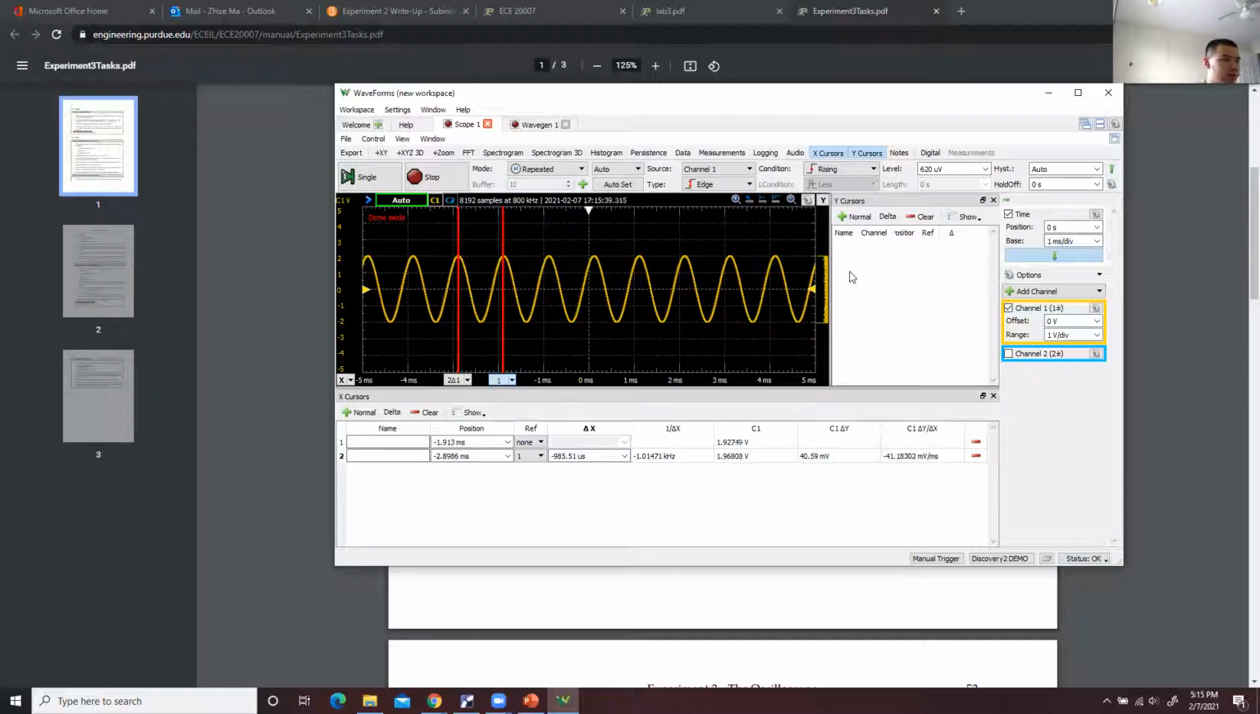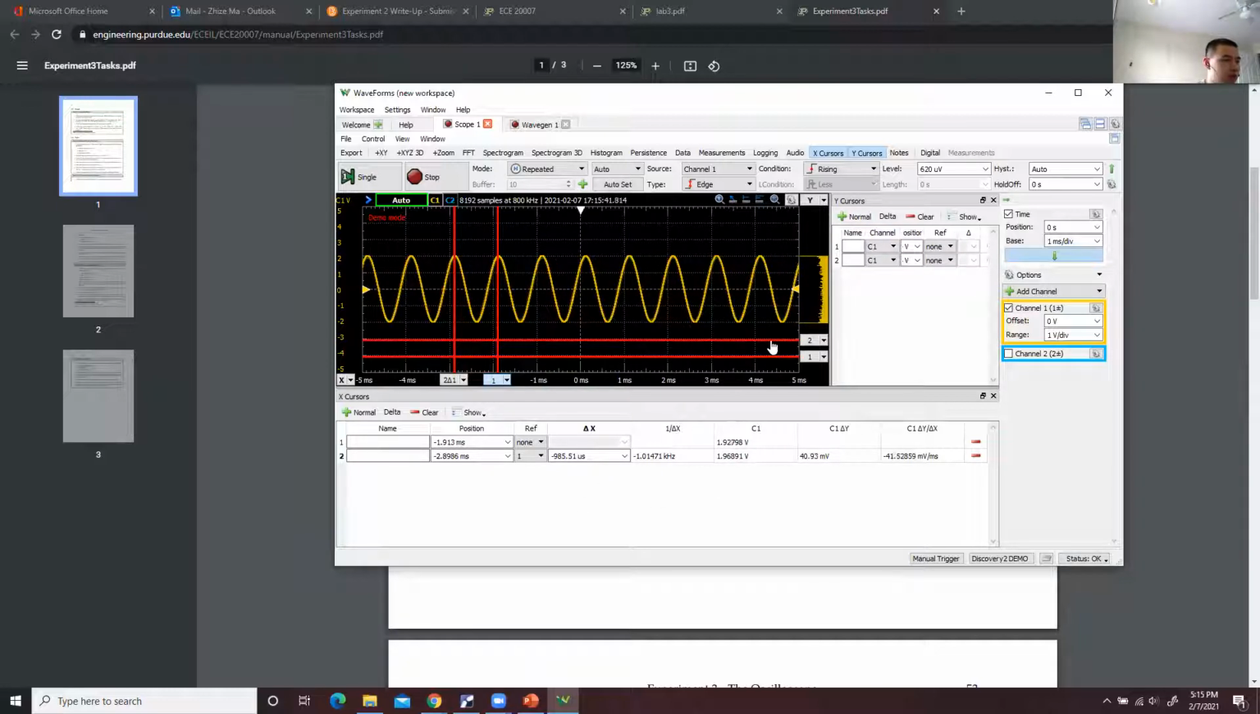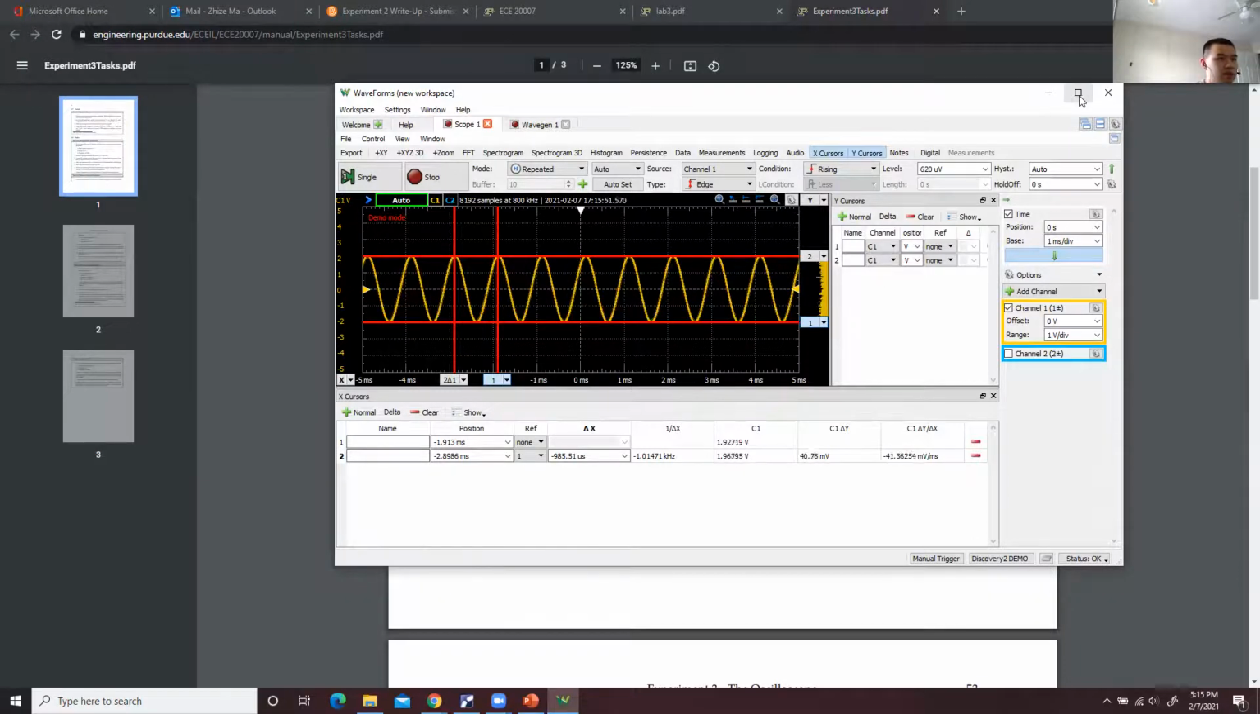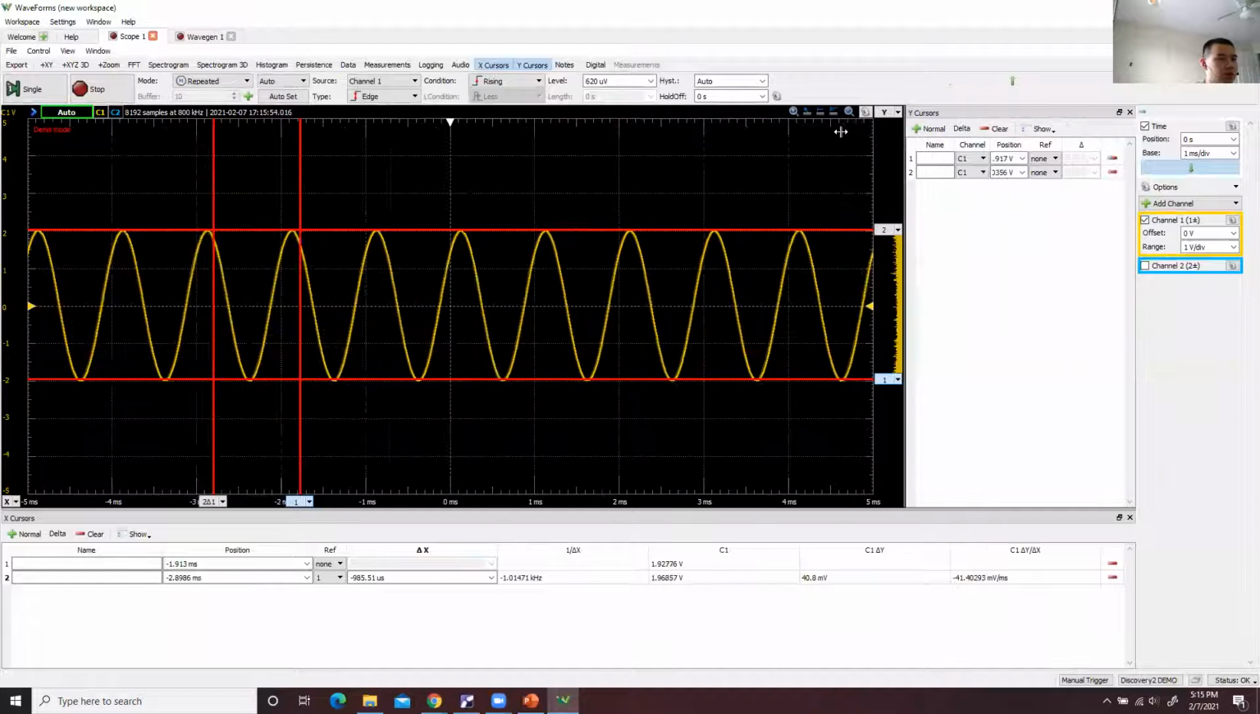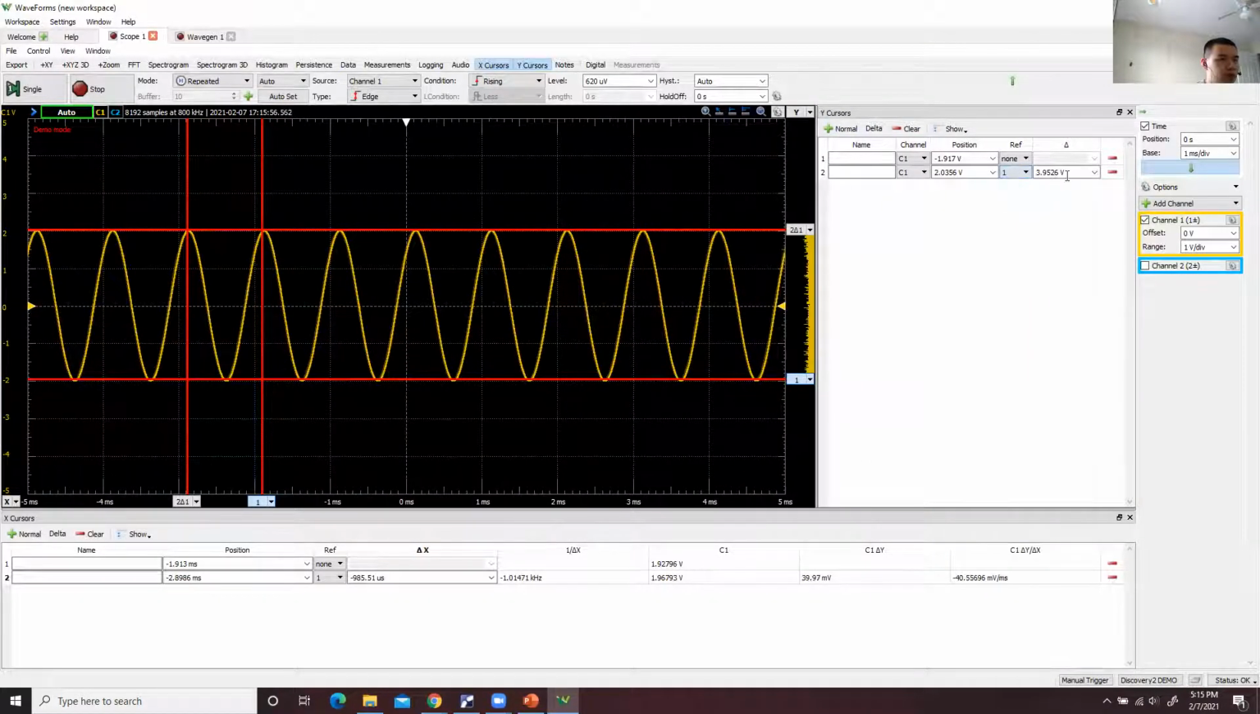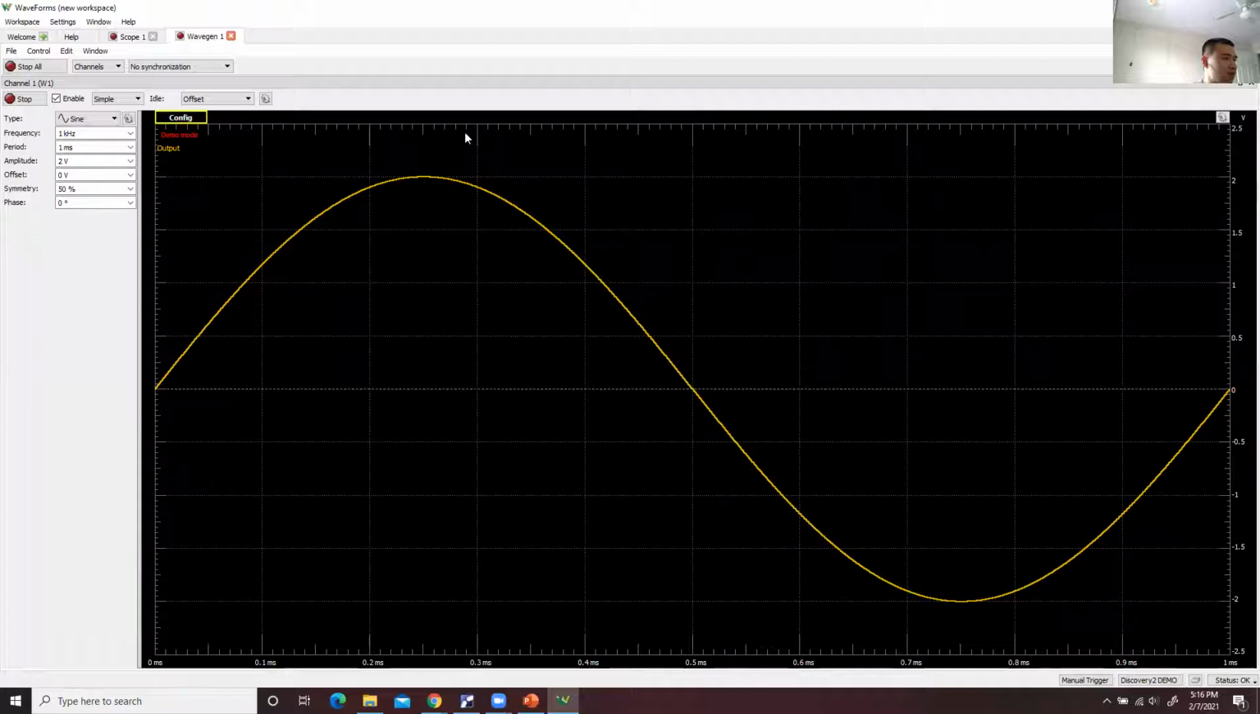That's the frequency. Similarly, you can use the Y cursor to measure the amplitude. I put this line at the top of my signal and this line at the bottom of my signal, and I can check the difference. This value is the VPP, which is peak to peak. The amplitude is half of this. So the amplitude should be about 2 volt, which is exactly what you set.